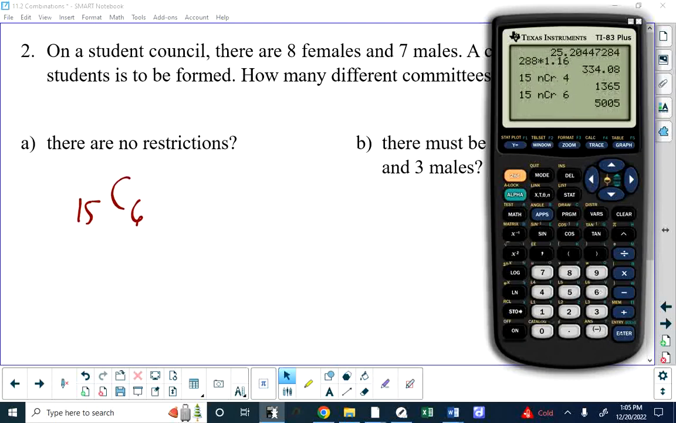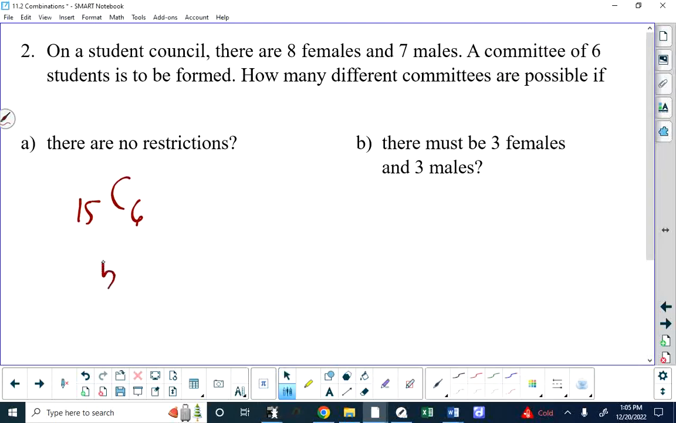Which gives me 5,005. Sometimes there's a neat kind of symmetry to some of the answers for combinations. There's a mathematical reason for it that we'll probably end up exploring a little bit later. And this is where in B it gets like, wow, how am I going to do this?